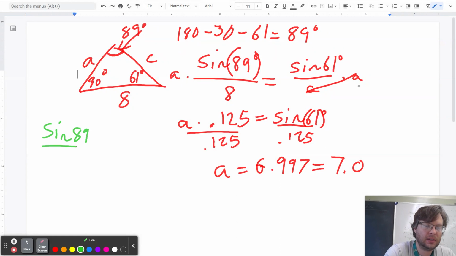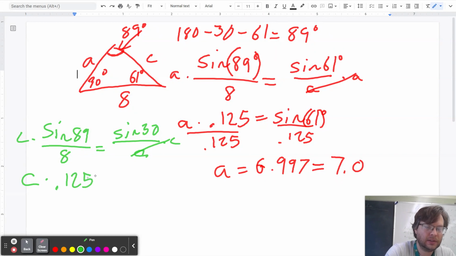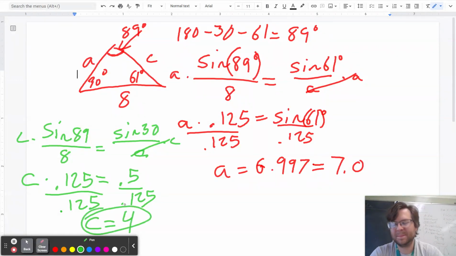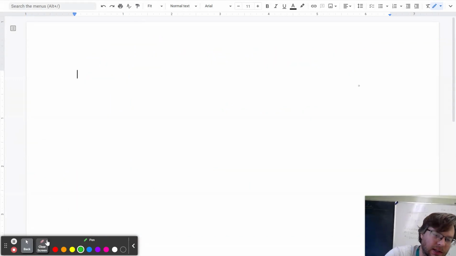Sine of 89 divided by 8 equals sine of 30 divided by C. We already know that we multiply to get rid of our fraction. We already know that the sine of 89 over 8 is 0.125. All we need to do is the sine of 30, which comes out to be a solid 0.5. Divide by 0.125, and you get C equals 4. There you go. So that's an example of using the law of sines to find the missing side lengths and angles. What I'll do next is do an example where I have to use the law of cosines.